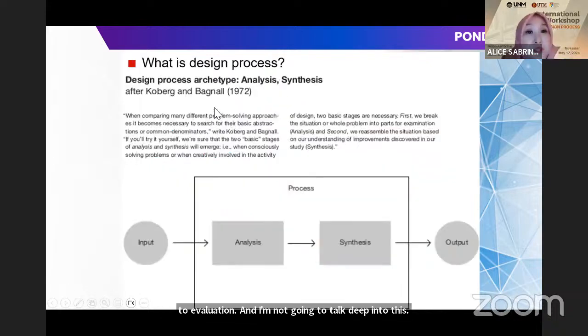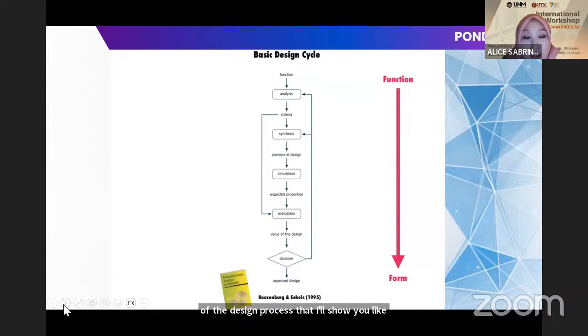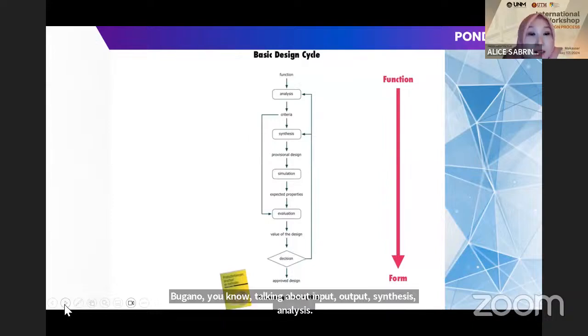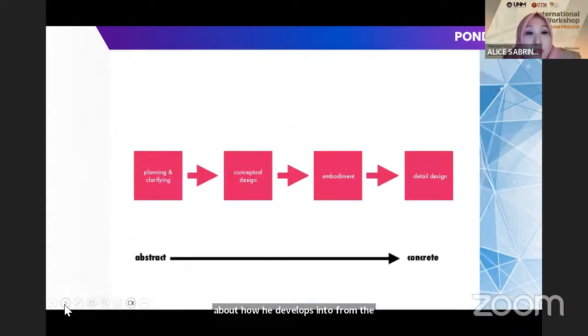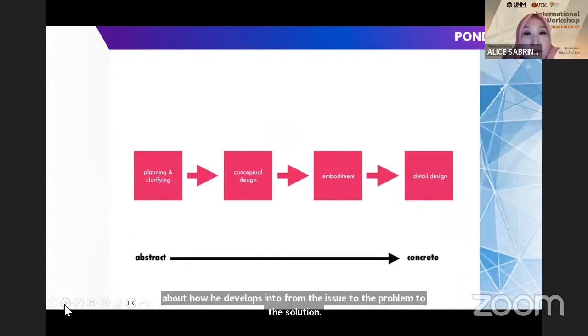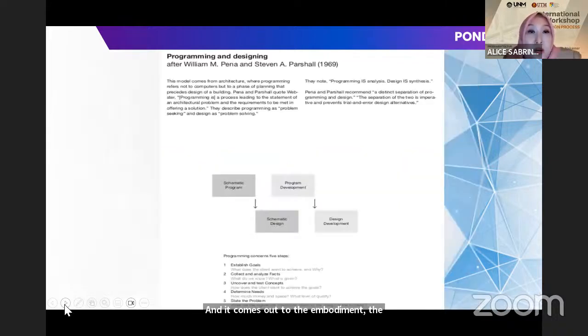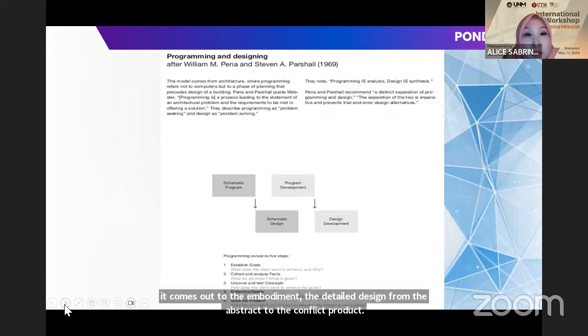This is some of the design process that I show you, like Koberg and Bagnall, talking about input, output, synthesis, analysis. Rosenberg talks about the process of function analysis, then until it comes to the end product. Foreman talks about how he develops from the issue to the problem to the solution. And it comes out to the embodiment, to the detailed design, from the abstract to the concrete product. William Pena also talks about the schematic. All of these are process.